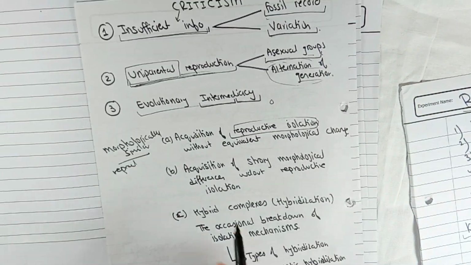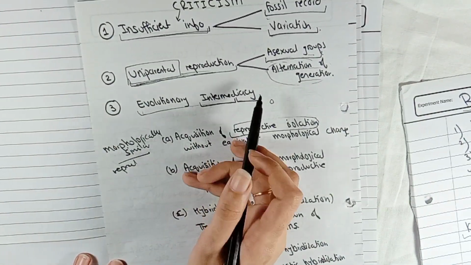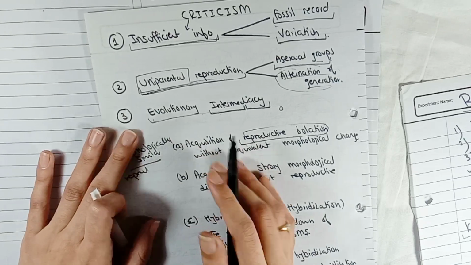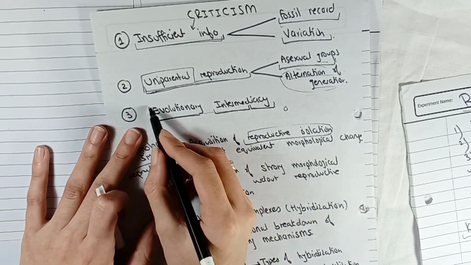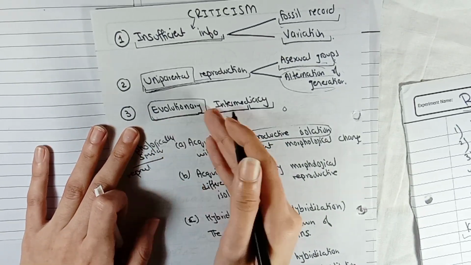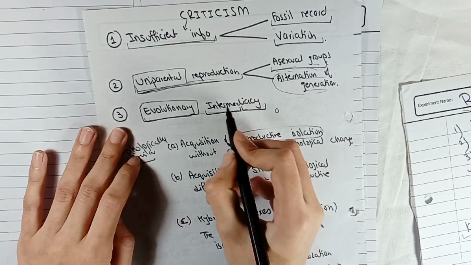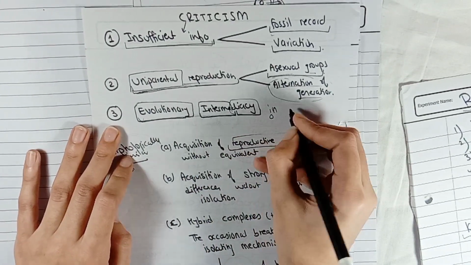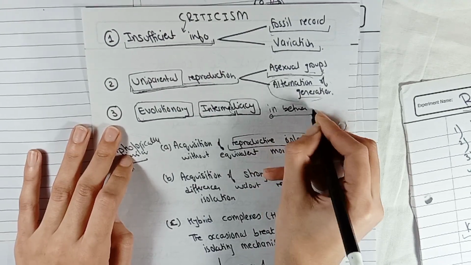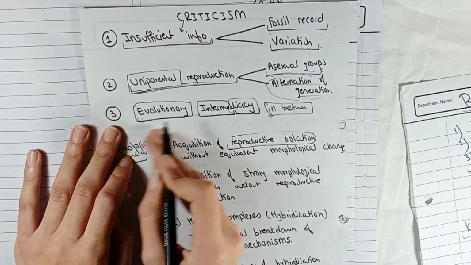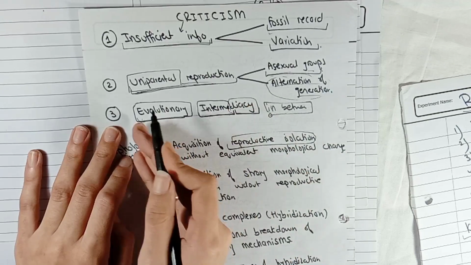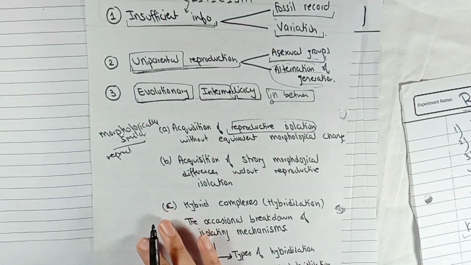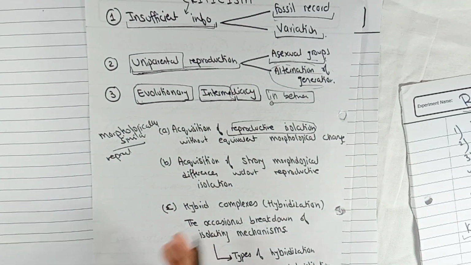Next, we will look into the concept of evolutionary intermediacy. The concept indicates that evolutionary means evolution is taking place, new species are being formed. All right, and intermediacy means in between. Okay, somewhere in between of evolution. The literal meaning of this concept is somewhere in between the evolution. So you see, when the species are evolving.